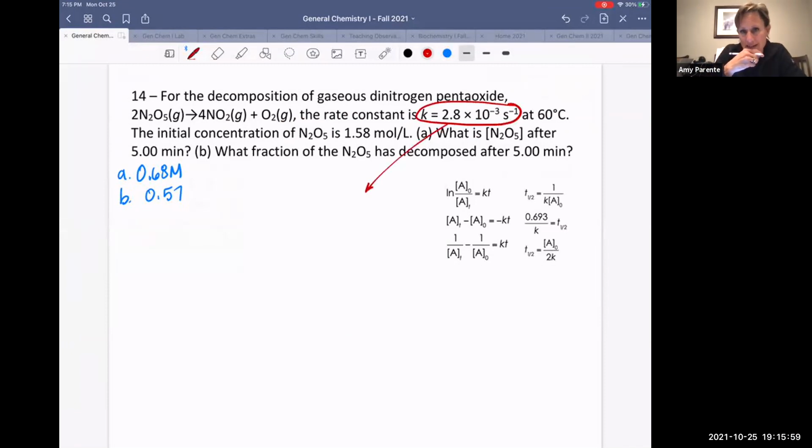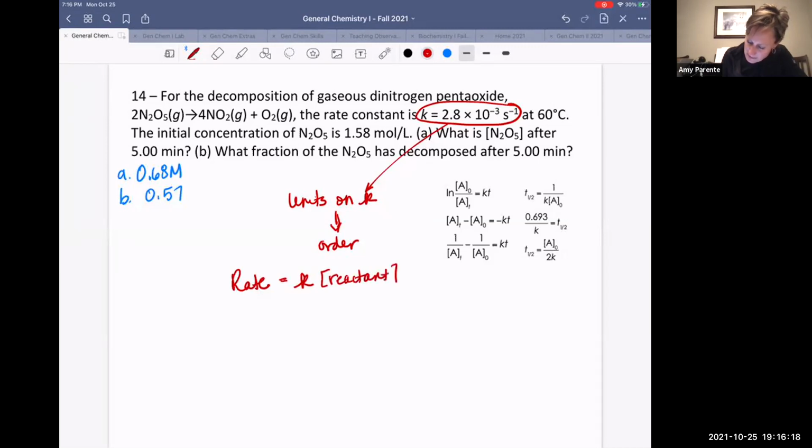Units on the rate constant will tell us the order. So units on k can give us order. See if this makes sense. I'm going to have rate equals my rate constant times the concentration of whatever my reactant species is, raised to some power. That power is the reaction order.